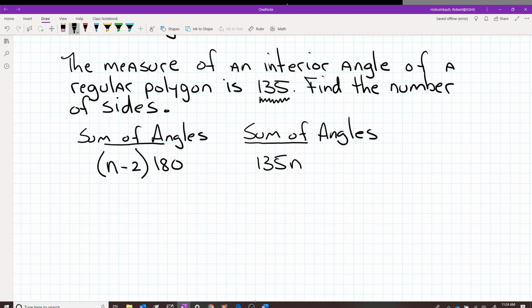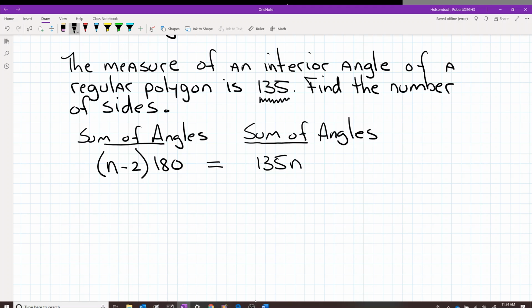If you take n minus 2 and multiply it by 180, that will also give you the sum of the angles. So both of those expressions are equal to the sum of the angles, which means they're equal to each other. Okay? So now you can solve for n, which is the number of sides for this polygon.